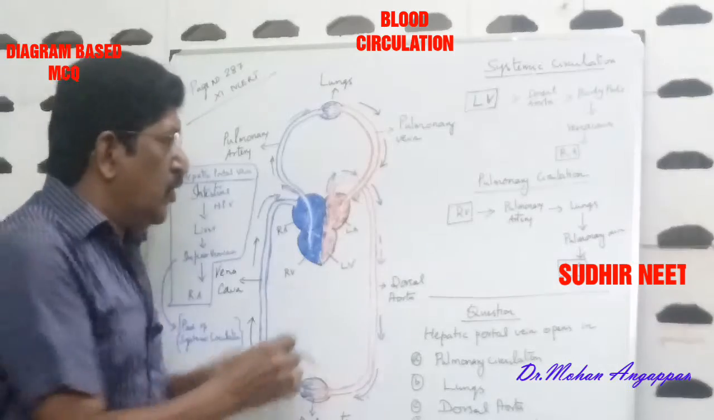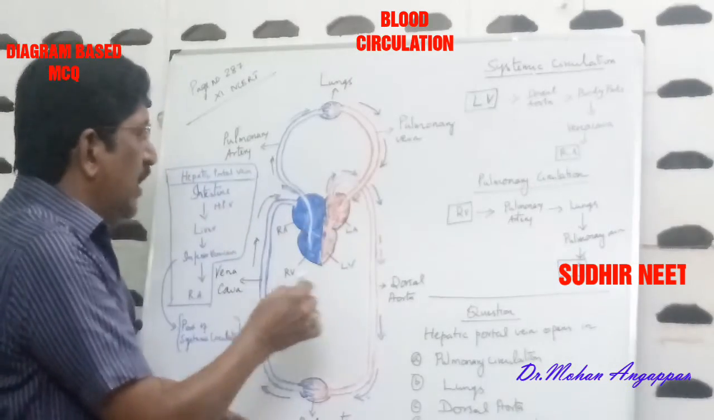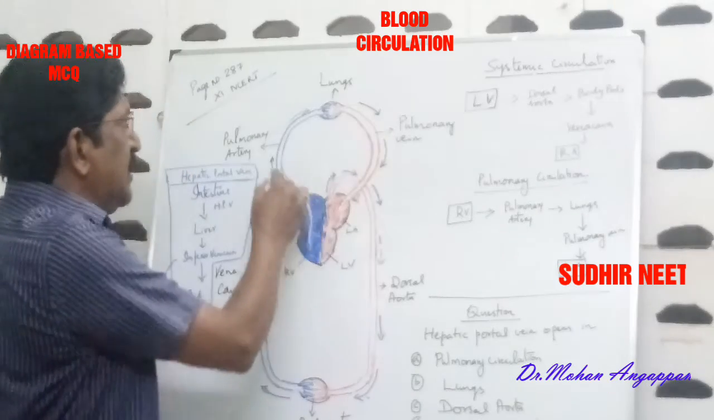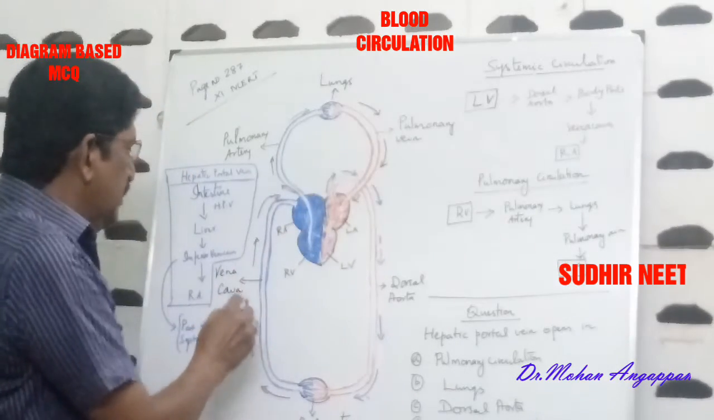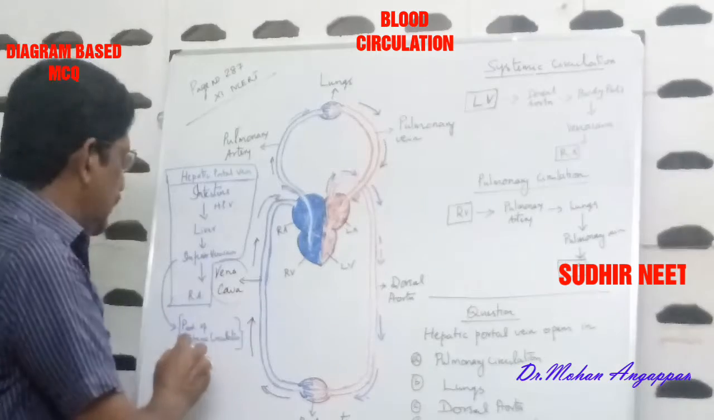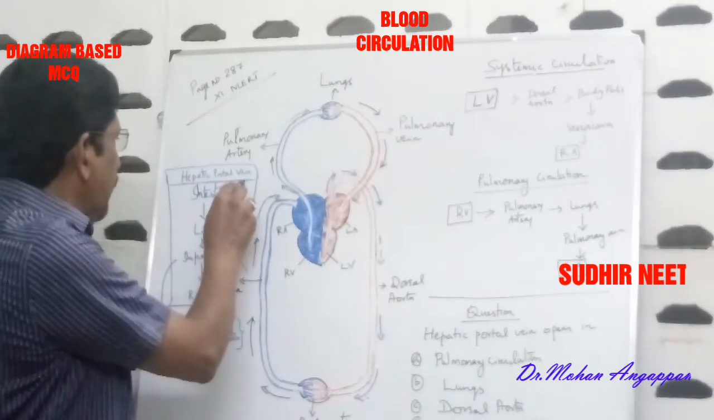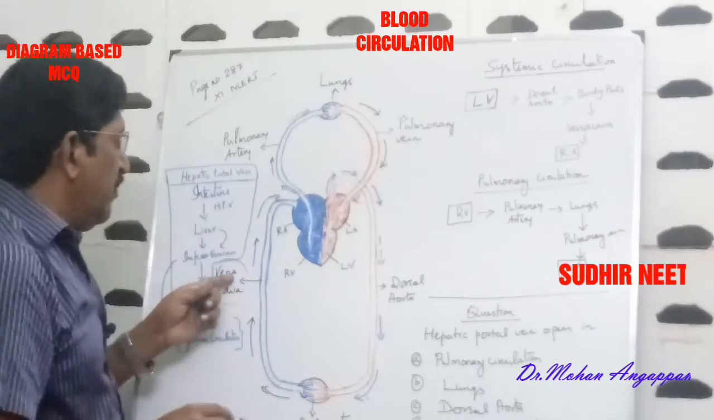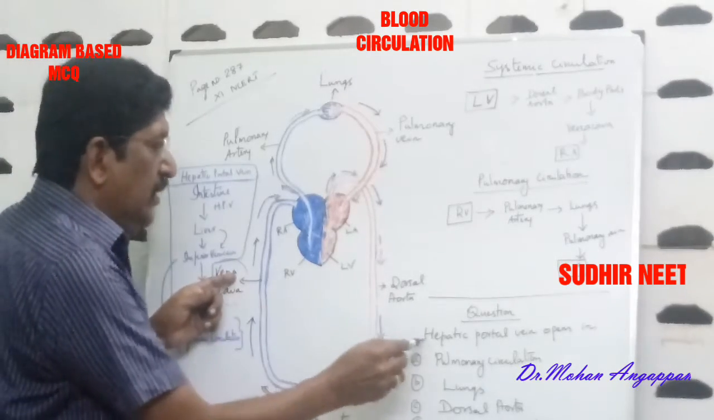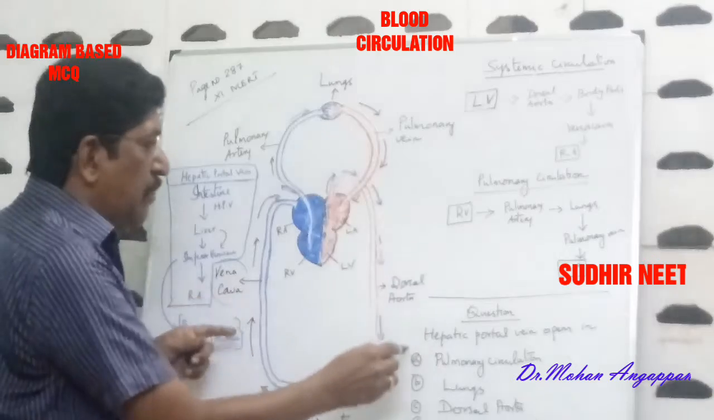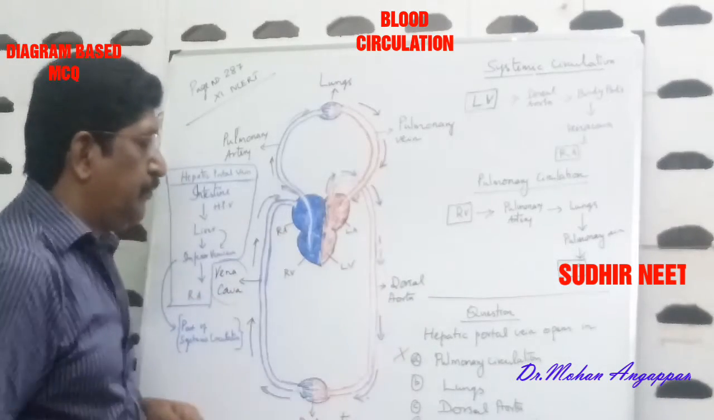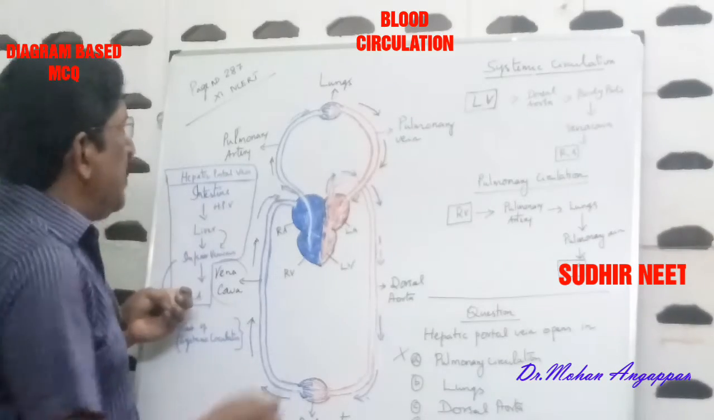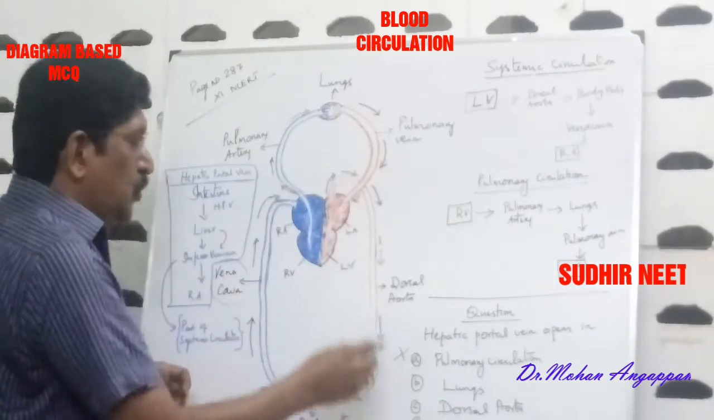Where does it open? So now let us take the first option, pulmonary circulation. In the pulmonary circulation, there is no involvement of vena cava because the hepatic portal vein from the liver opens into inferior vena cava. When inferior vena cava doesn't take part in the pulmonary circulation, that is wrong. Number 2, the hepatic portal vein opens in lungs. It's also wrong.